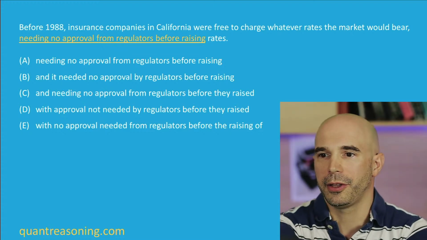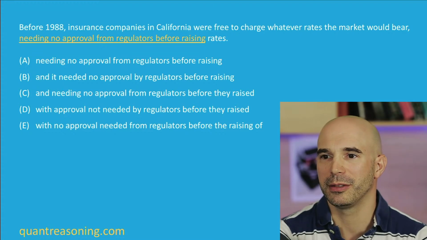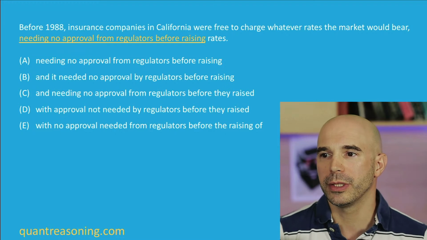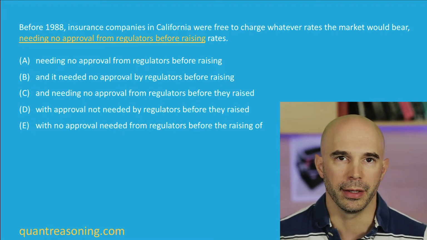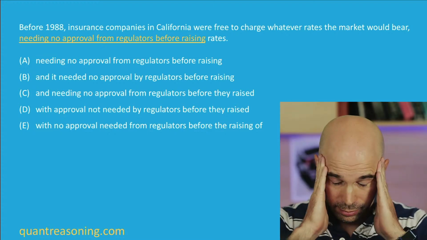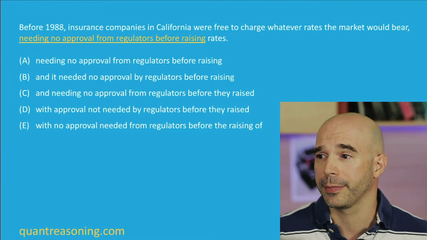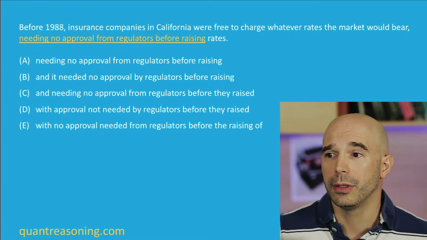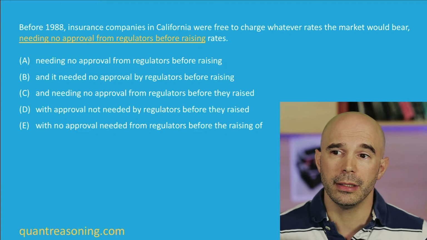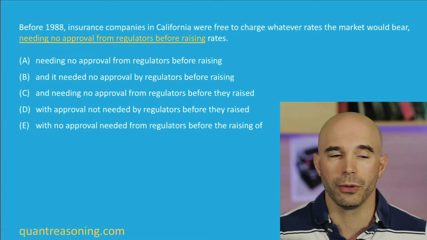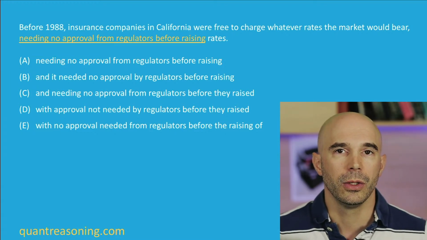All right, why did the author write this sentence? We've got really two pieces to this sentence. Piece number one, insurance companies in California were free to charge whatever rates the market would bear, which, by the way, wow, mind blown, right? That's incredible that they were free to do that. And then piece number two, these insurance companies needed no approval from regulators before raising rates.